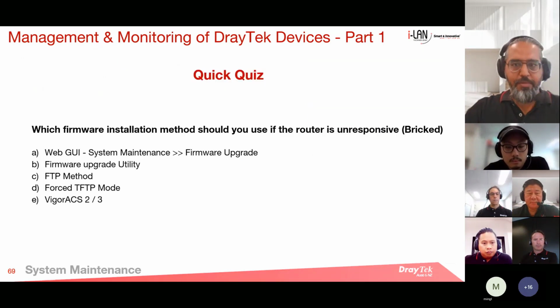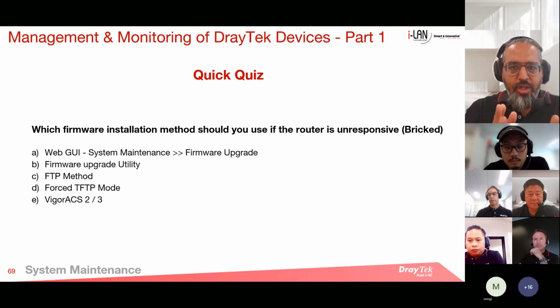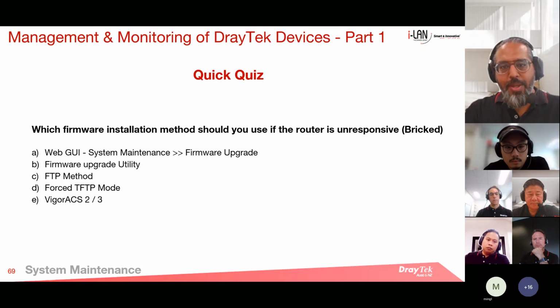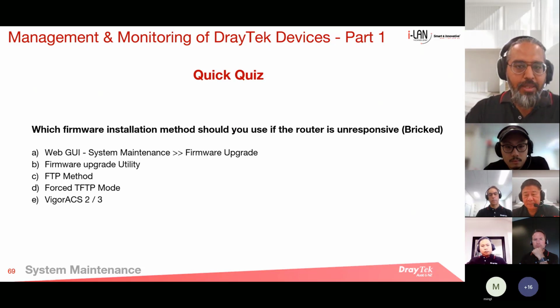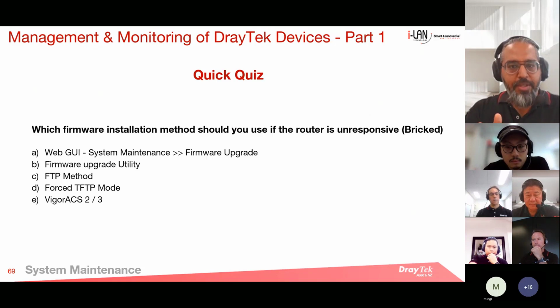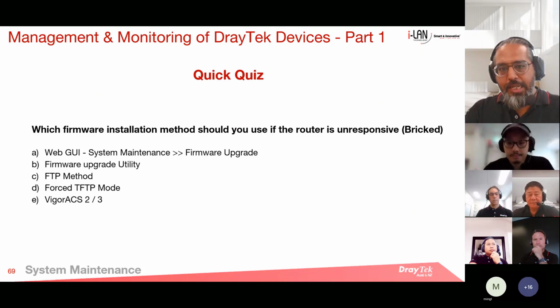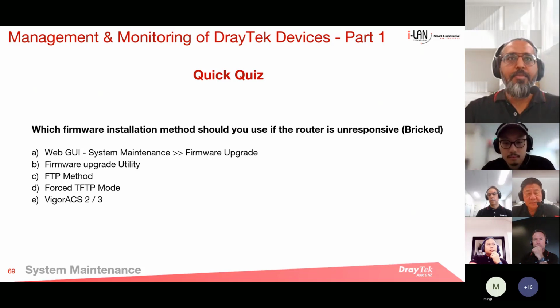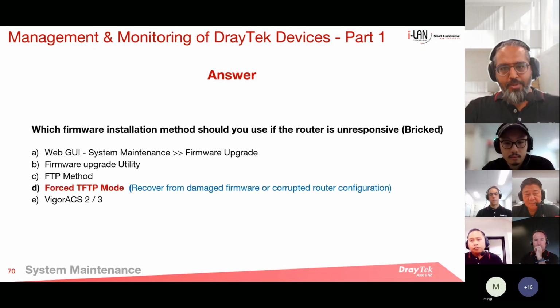Okay, so time for another quiz question. Let's see if this one's going to stump you. Which firmware installation method should you use if the router is bricked? Is it A, the Web GUI? Is it B, the firmware upgrade utility? Is it C, the FTP method? Or is it D, the forced TFTP? Or E, VigorACS2? A bunch of D, yes, that's right.